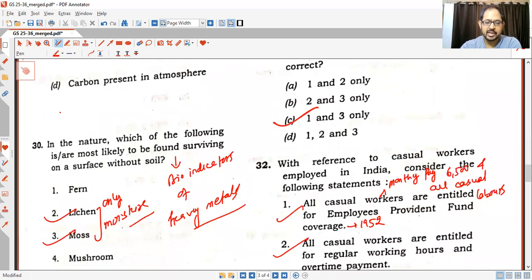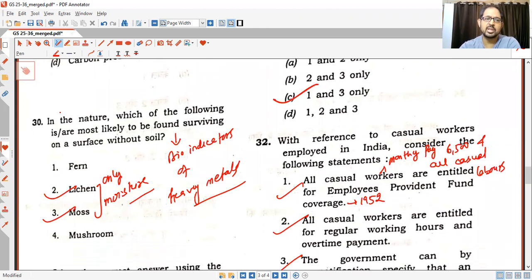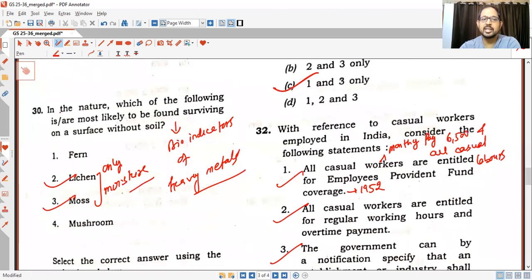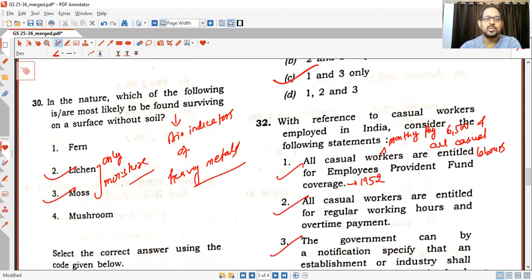Question number 30, again from environment, a bit of a direct question. It has been repeated, because something related to lichens and mosses has been asked earlier also. In nature, which of the following is/are most likely to be found surviving on a surface without soil? If you have heard about bioindicators of heavy metal, where there is heavy metal, no other thing can survive, but lichens and mosses will still survive.